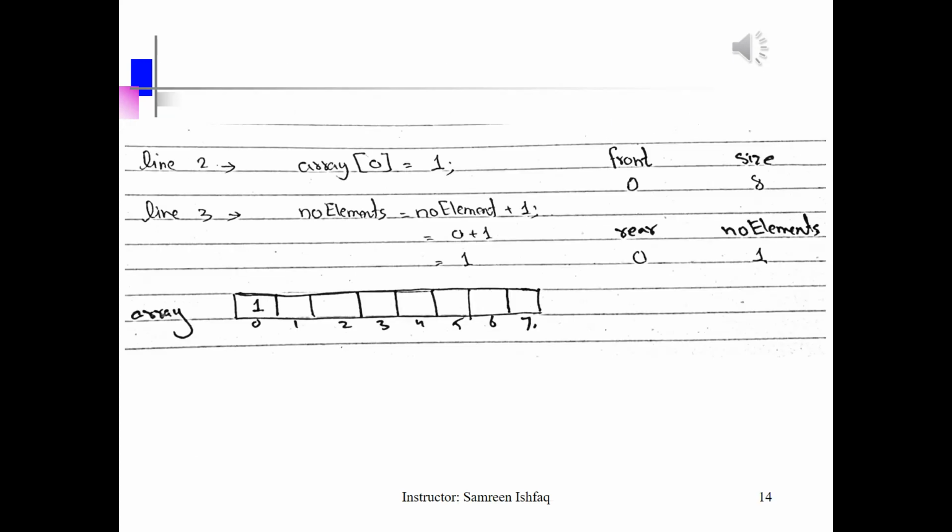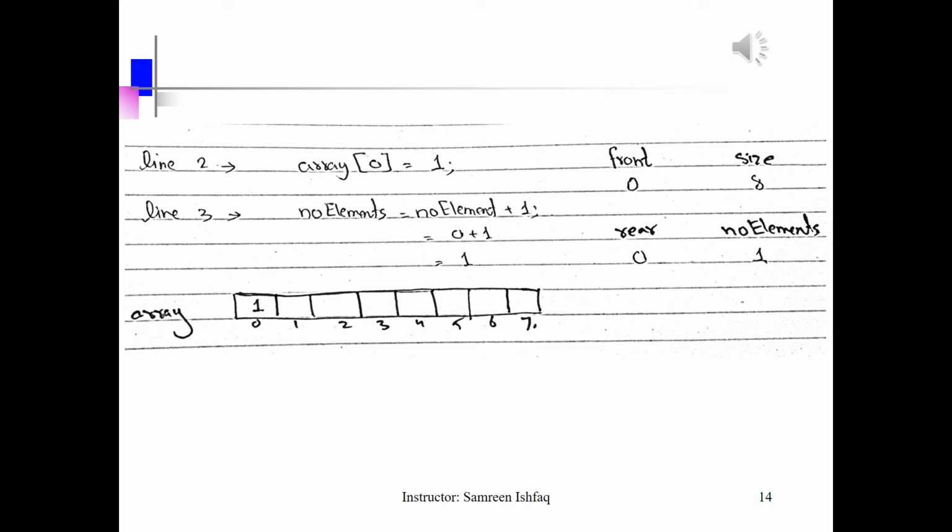The next two lines of the code are straightforward. The value of the rear is 0, so the element will be added at 0 location. Array of 0 is equal to 1. 1 is the element that user wants to add, and number of elements will be increased from 0 to 1 because there is only one element in the array.